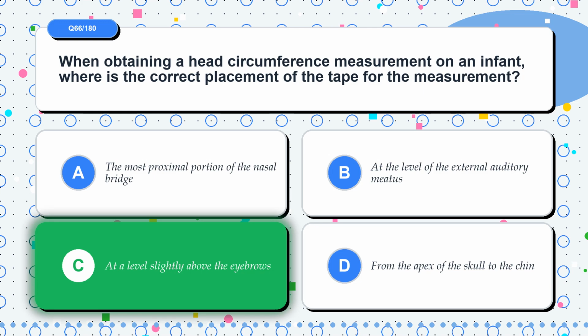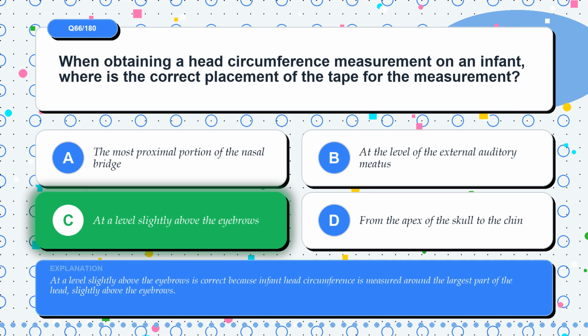The correct answer is option C. A level slightly above the eyebrows. A level slightly above the eyebrows is correct because infant head circumference is measured around the largest part of the head, slightly above the eyebrows.